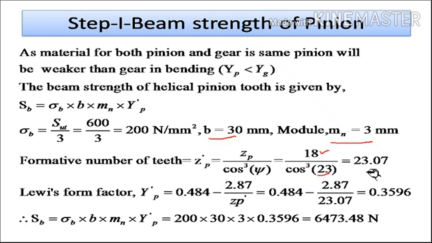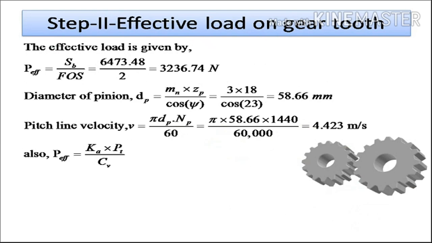I will get this Zp dash as 23.07. Now this value of formative number of teeth I will use to find the Lewis form factor, which is given by 0.484 minus 2.87 divided by Zp dash. So if I put this value of Zp dash here, I will get 0.3596. Now I simply put all these values of sigma b, Mn, and the Lewis form factor y dash, and I will get the beam strength of this particular gear tooth, that is 6473.48 Newton. Once I get the beam strength, I can find the effective load acting on a gear tooth by using our design equation.